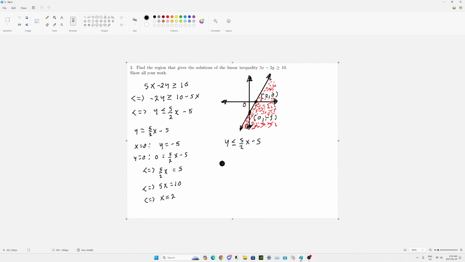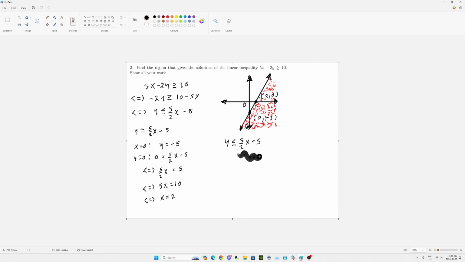So move everything over and just look at y itself. That's going to give you a lot of information. Right, so you have this, just get y on one side. Treat it like a line. So doing that, we see that y is less than or equal to 5 over 2x minus 5. So really what we're saying is that this y value is going to be less than the line.